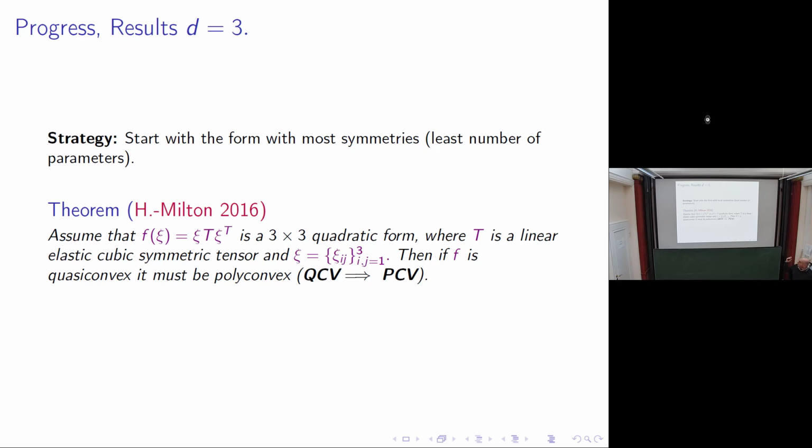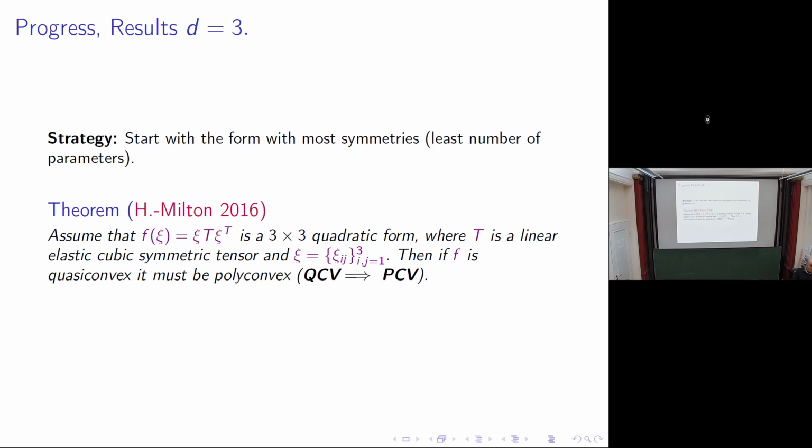So we took the standard, the naive approach to start with the forms with most symmetries. First we were looking for extremals in the set of quadratic forms, so this is the form for the tensor when it has a cubic symmetry, linear elastic cubic symmetry. Then we found that these don't generate anything new.